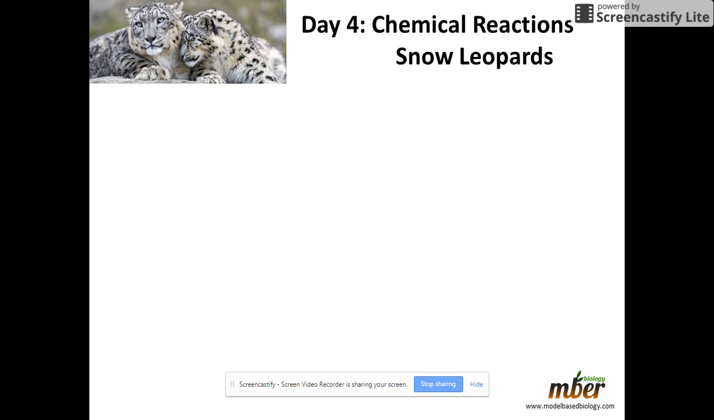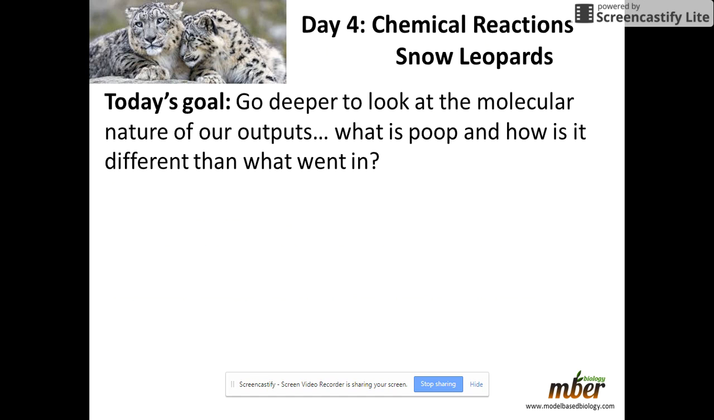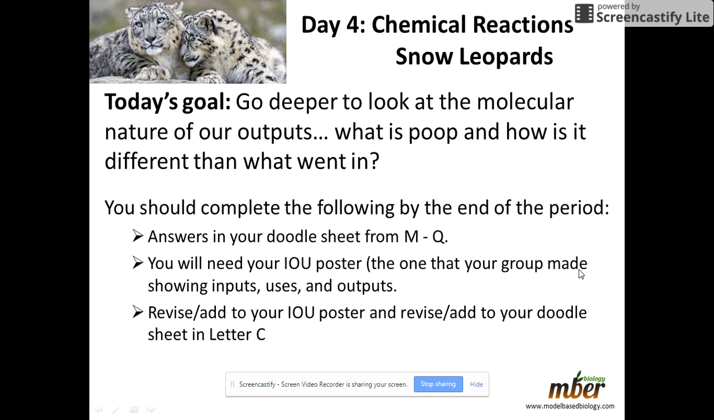So what's going on? Okay, so today, hopefully, you looked at the molecular nature of our outputs. What is poop and how is it different than what went in? You completed your doodle sheet M through K. You used your IOU poster and you updated everything. Well done, snow leopards. This is the end of day 4.